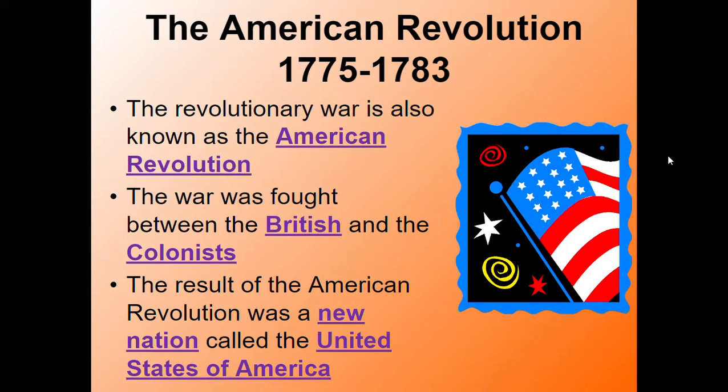The American Revolution. Let's first of all get some facts out. The American Revolutionary War was fought between the years of 1775 and 1783. The Revolutionary War is also known as the American Revolution. It's the war that was fought between the British and the colonists. It's a civil war in some sense, fought in American territory.